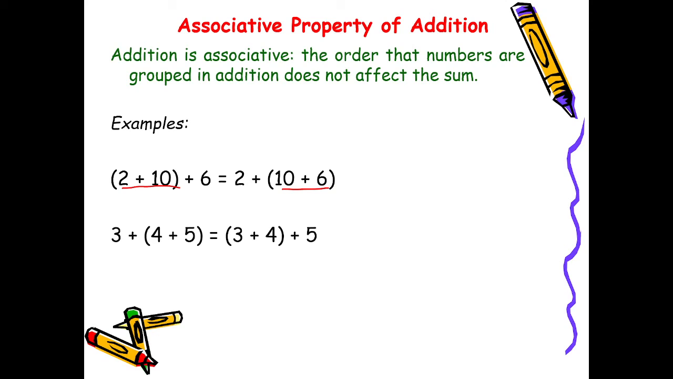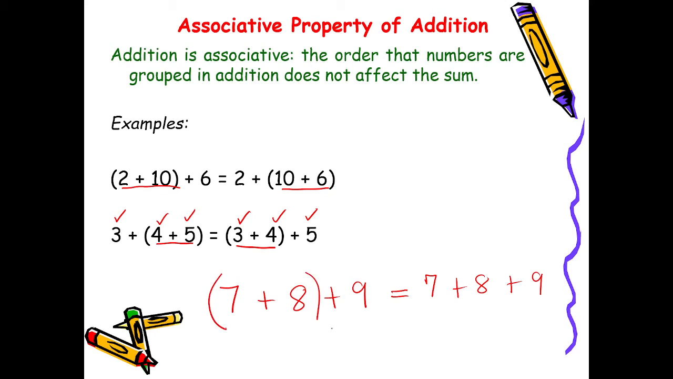Another example is this. I am grouping 4 and 5, and on the other side 3 and 4. But take note, I have 3, 4, and 5 on one side, and I also have 3, 4, and 5 on the other. They should be the same numbers. If I have 7 plus 8 plus 9, I'll be grouping 7 and 8. What should be the grouping on the other side? 8 and 9. So nothing changes there. It's still the same sum.